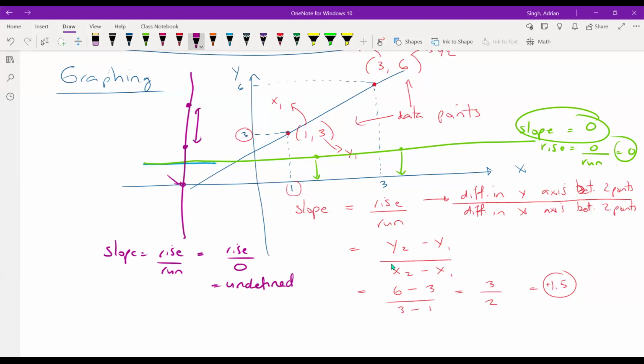So we have generally four types of slopes that we'll see: positive slope, negative slope, slope is 0 if it's a horizontal line, or if it's a vertical line, it's undefined.